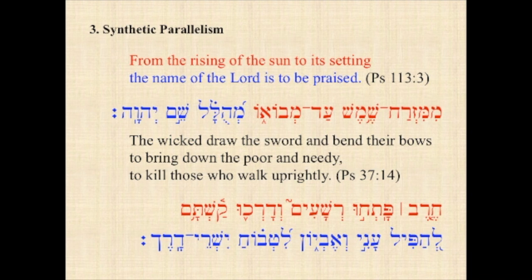Another example might be "The wicked draw the sword and bend their bows," and then what follows is the reason for drawing the sword and bending the bows: "to bring down the poor and needy, to kill those who walk uprightly." In this case, to bring down the poor and needy and to kill those who walk uprightly involves two parallel cola, but they are not necessarily parallel to the first line in the verse.